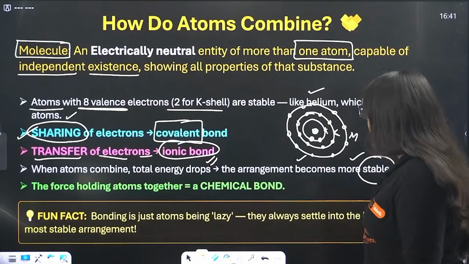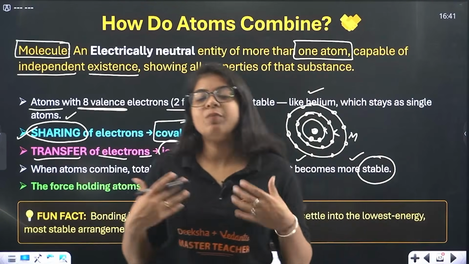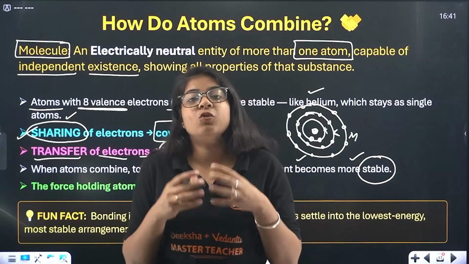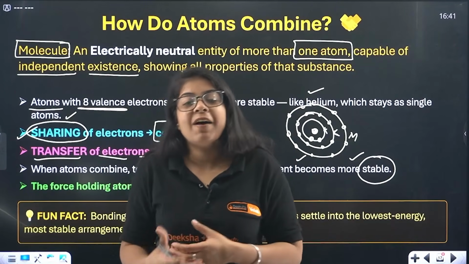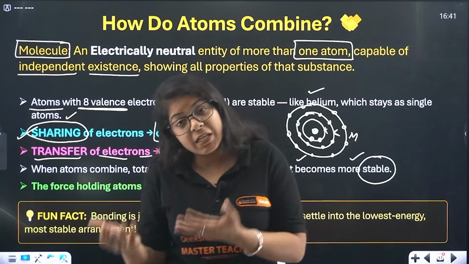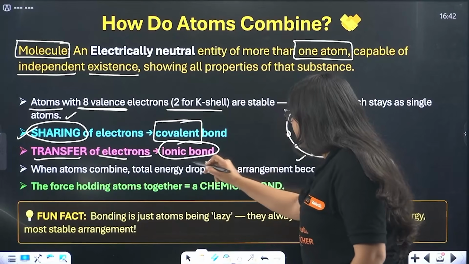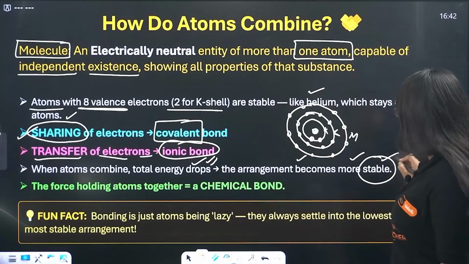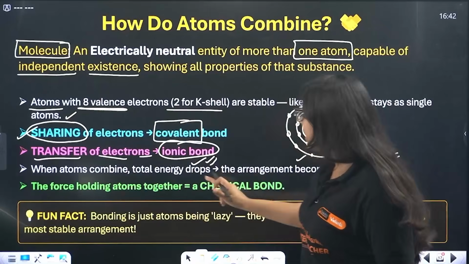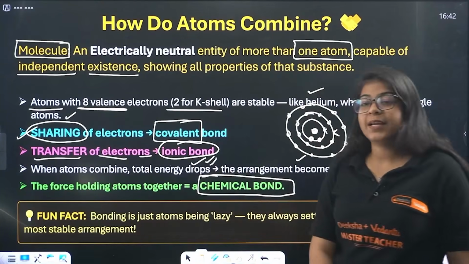And when they come together, why do 2 things come together? To be more stable. Why do atoms combine? To become more stable. Why do elements combine? To become more stable. And if stability happens, energy will decrease. Energy will decrease and stability will increase. Then the force holding these atoms together is called a chemical bond. That's a very important thing.